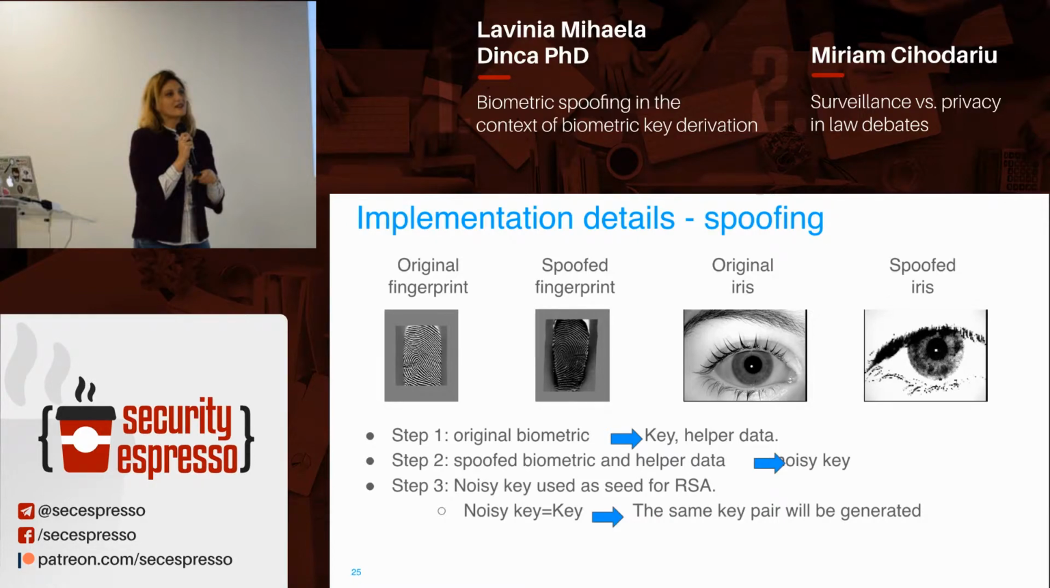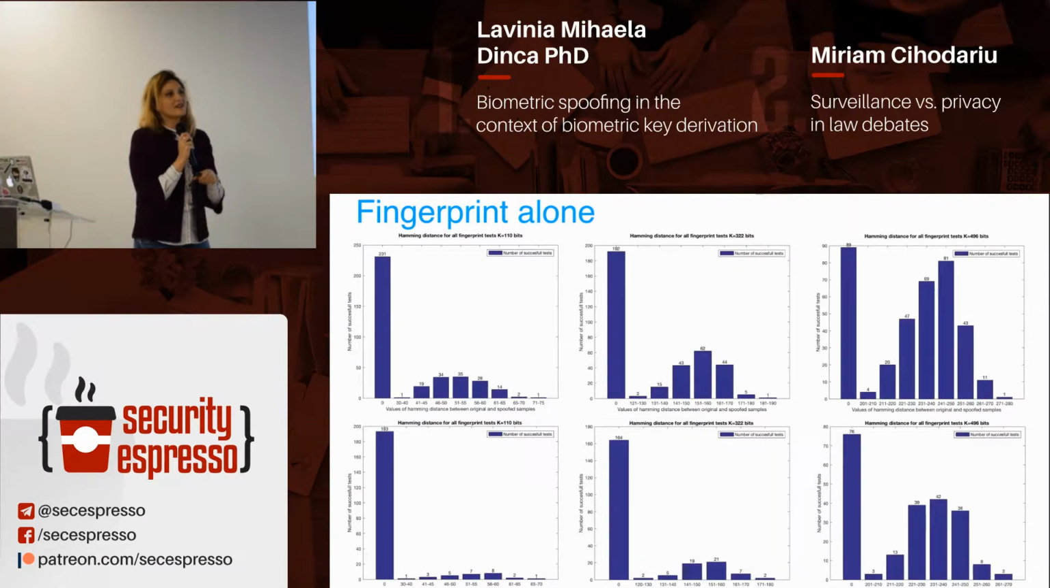Here we have set 1, and here we have set 2, and the first test is only for fingerprint. Now, when we have a key of 110 bits, the results are troubling because you see we obtained 231 successes from 365 tests. And in the second set, it was 193 successes from 220 results. So that's about a 65% success rate for set 1, and about 87% for set 2.